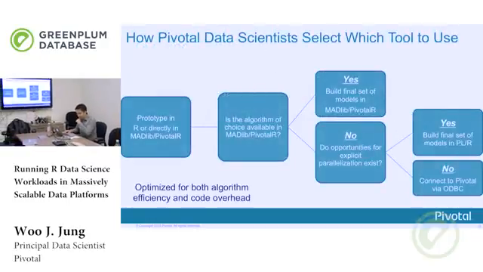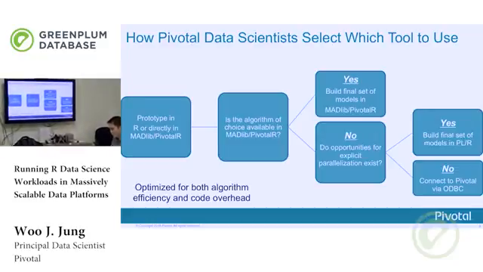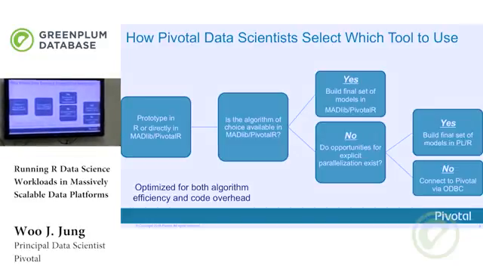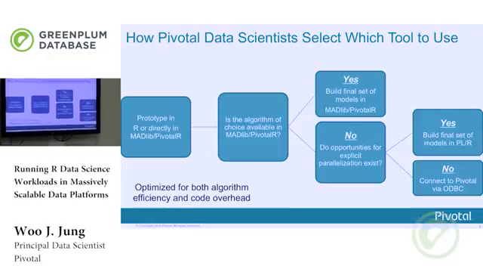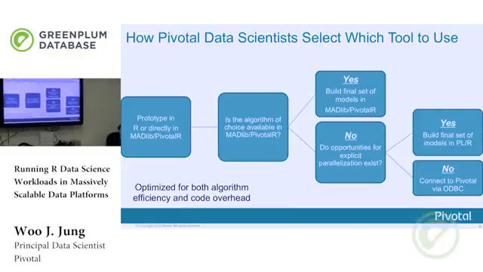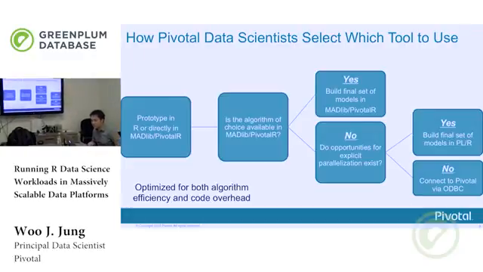Now, on that note, there are a lot of tools out there. Some of the tools that I've listed previously, including MADlib, MLlib, H2O, are out there for doing just this, right? So data analysis on large data sets. And oftentimes, it's a bit of a challenge to understand when to use what tool. And so this is a mind map, if you will, of how a data scientist here at Pivotal would select which tool to use.